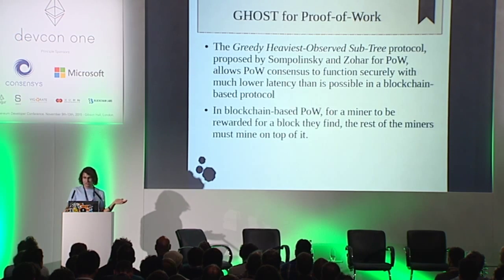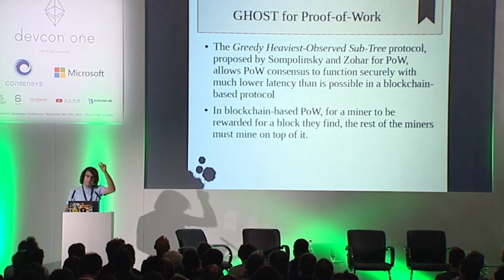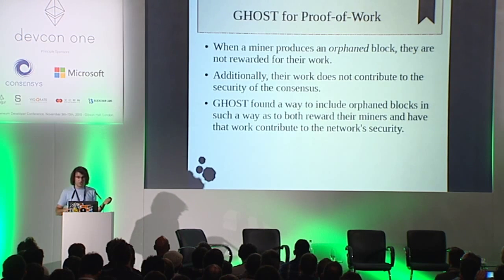So some more background knowledge. There's the GHOST protocol for proof of work. This is a protocol called the Greedy Heaviest Observed Subtree, produced by Sompolinsky and Zohar quite some time ago. Basically, it can reduce the block latency without reducing security for a proof of work chain. In proof of work, a miner is only rewarded for a block if it is eventually part of the chain. So there are these things called orphan blocks, which a miner finds but doesn't get included in the chain. And these blocks don't contribute to the security of Bitcoin, for example.